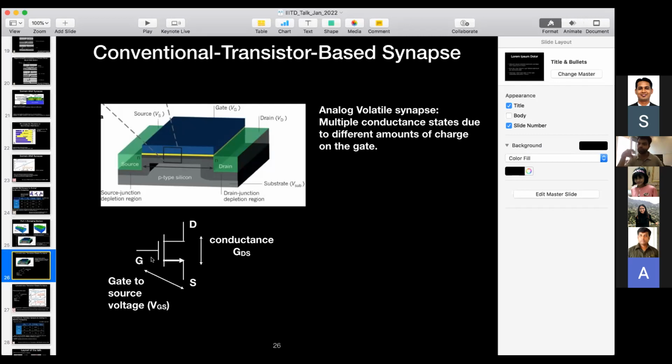If you have a higher gate voltage, you will have more drain current for the same drain to source voltage, right? So the slope changes. That slope is your conductance, GDS. By changing the gate voltage, you can increase or decrease that conductance. And corresponding to the conductance, you have your weight, just like in the case of a spintronic device, where corresponding to the conductance, you had your weight.